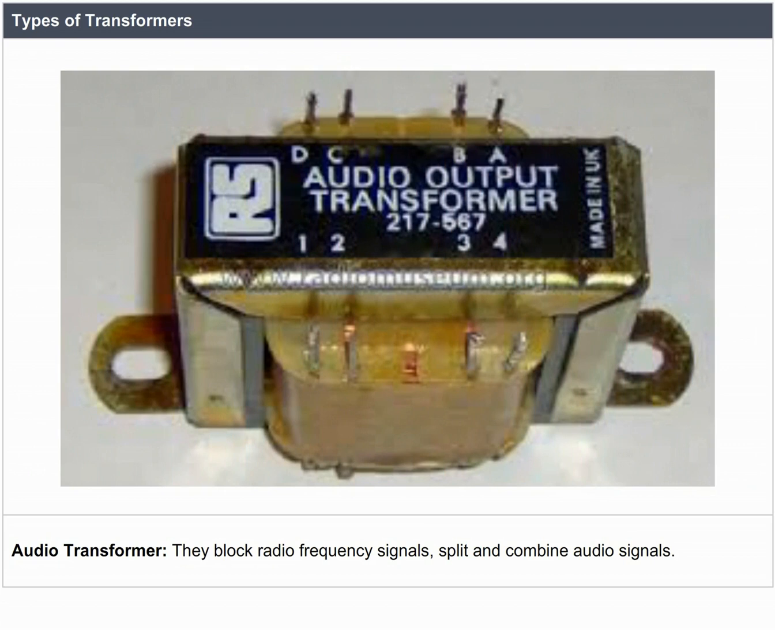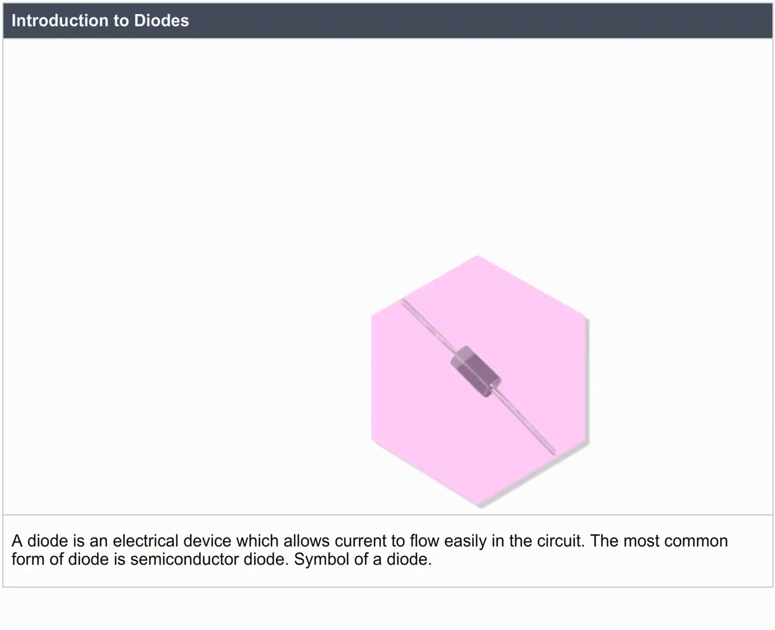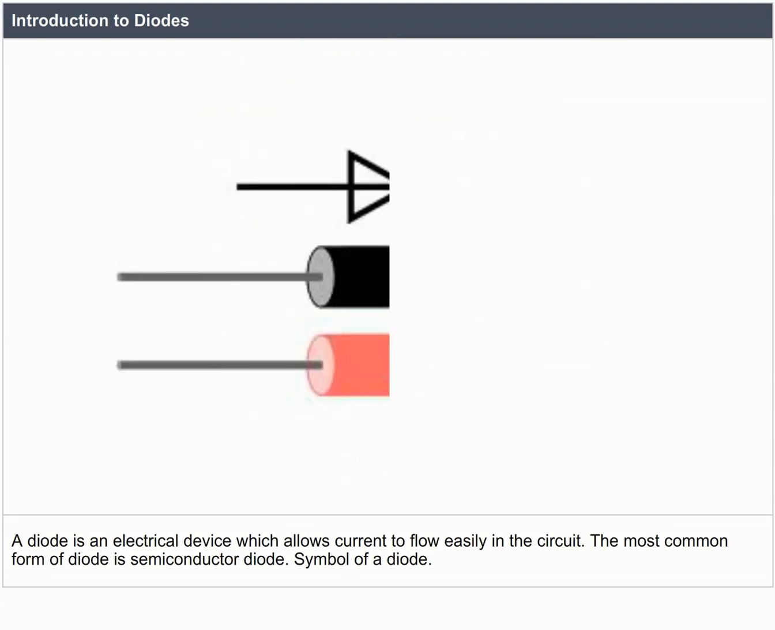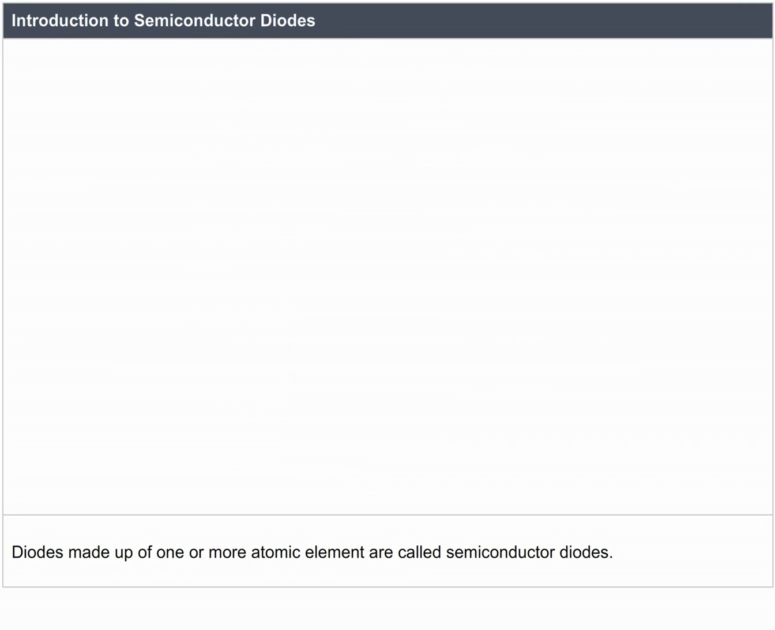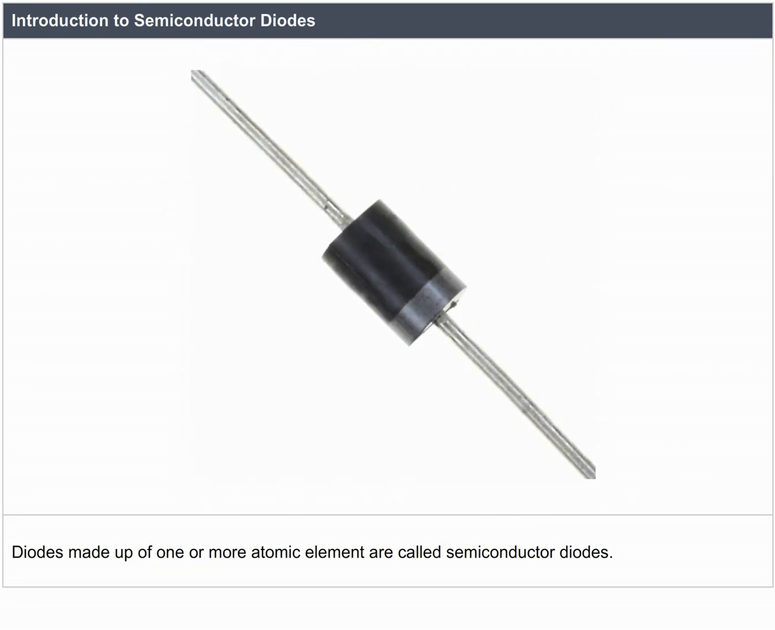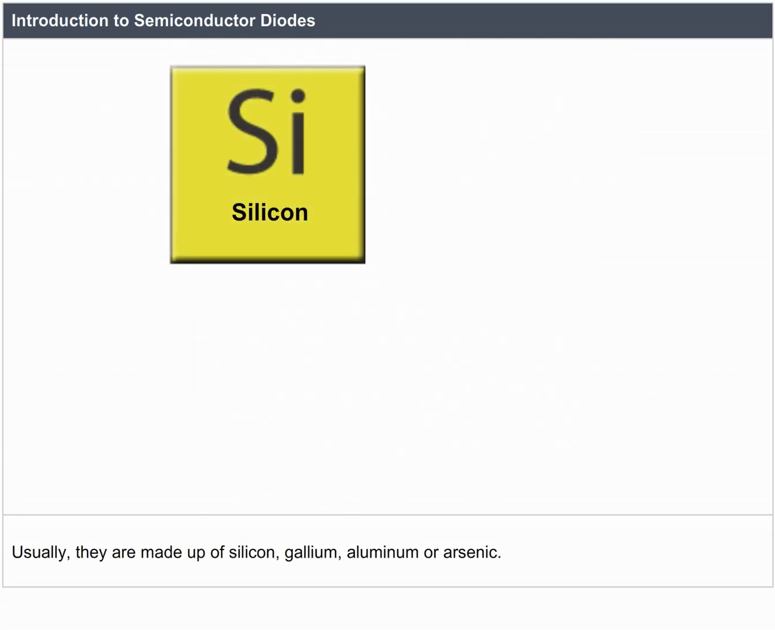Introduction to diodes. A diode is an electrical device which allows current to flow easily in the circuit. The most common form of diode is a semiconductor diode. Symbol of a diode. Introduction to semiconductor diodes. Diodes made up of one or more atomic element are called semiconductor diodes. Usually, they are made up of silicon, gallium, aluminum, or arsenic.